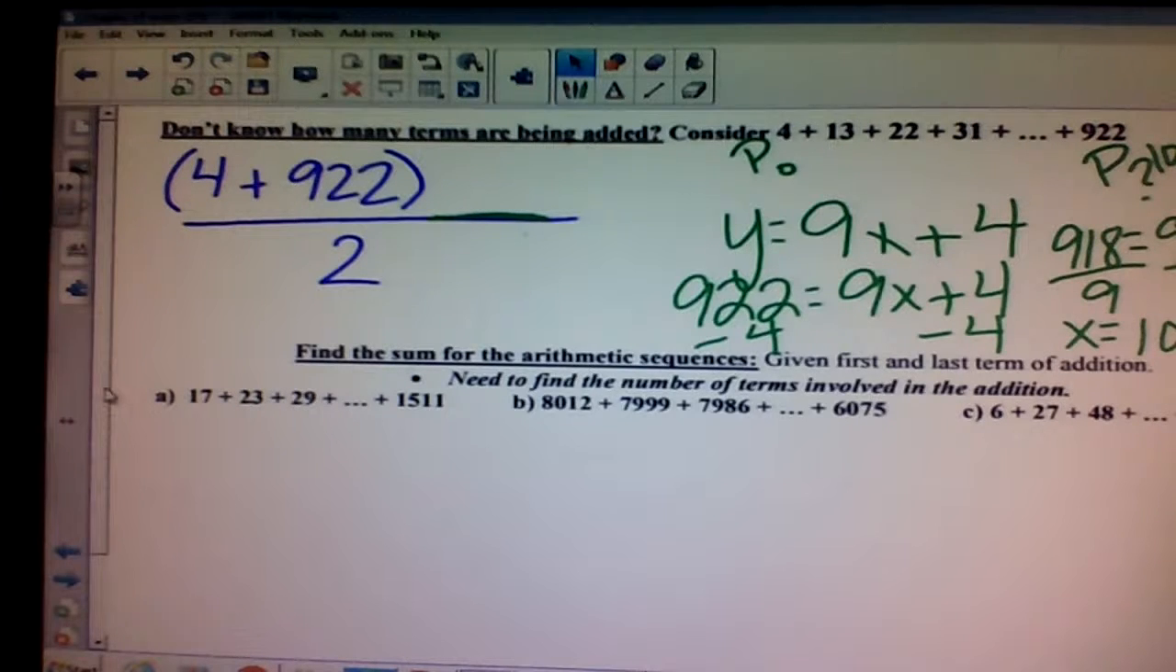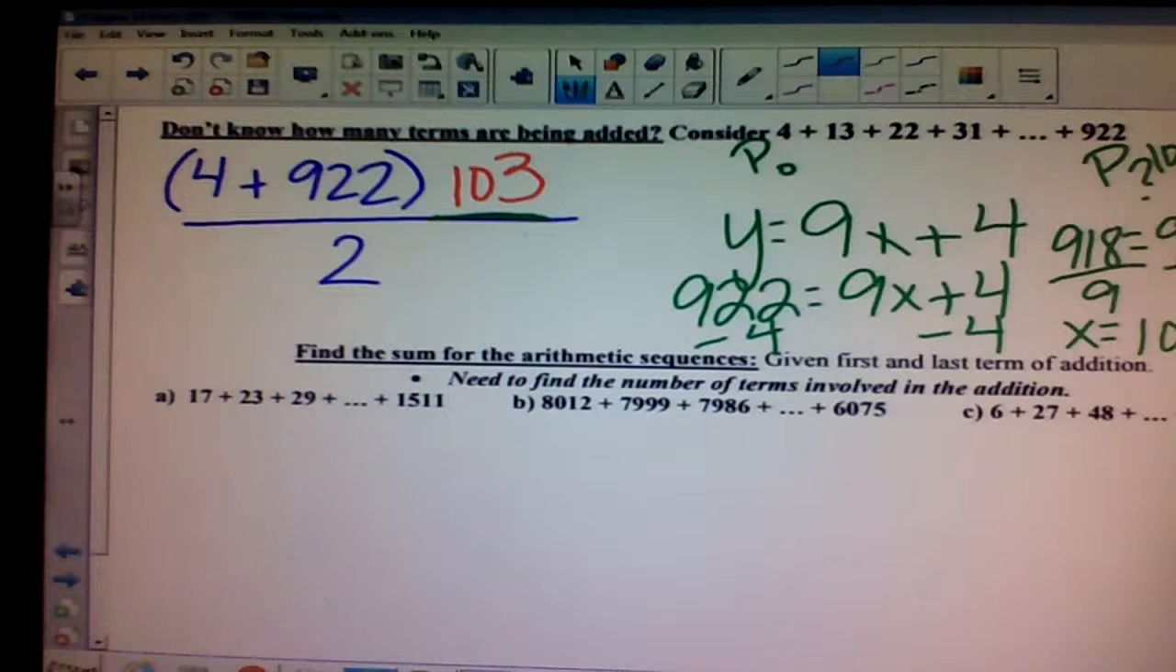So we're going from p sub 0 to p sub 102. How many terms do I actually have then? 103. So we plug in 103, and you should get 47,689.